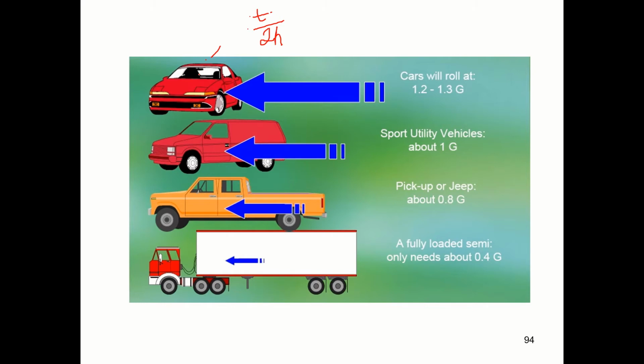Here the center of gravity height is low. Static stability factor is this. In this vehicle, center of gravity height is more, so static stability factor is less. In these kinds of vehicles, as you load more and more, the center of gravity will move up. The static stability factor will be very less. These are more prone to rollover.